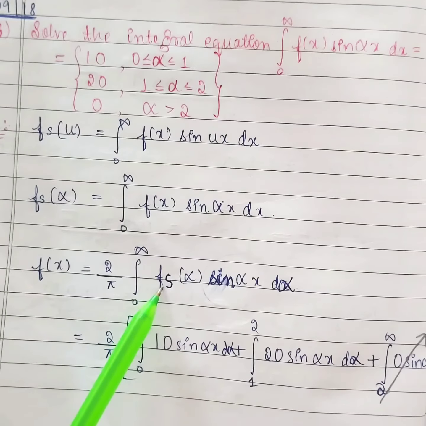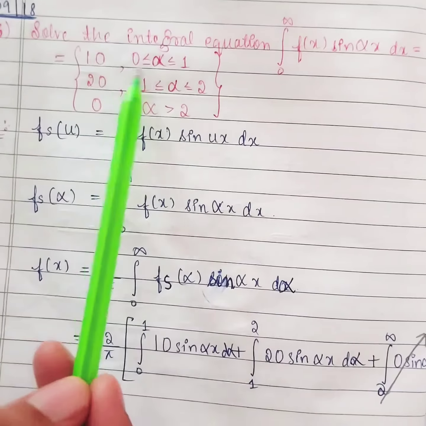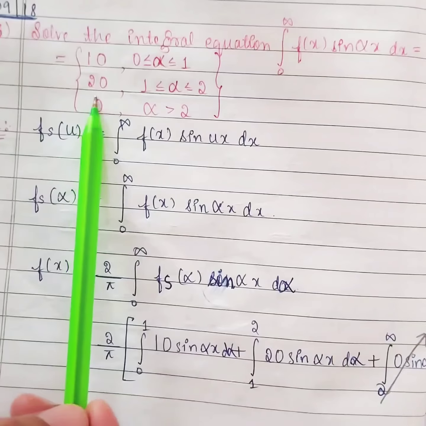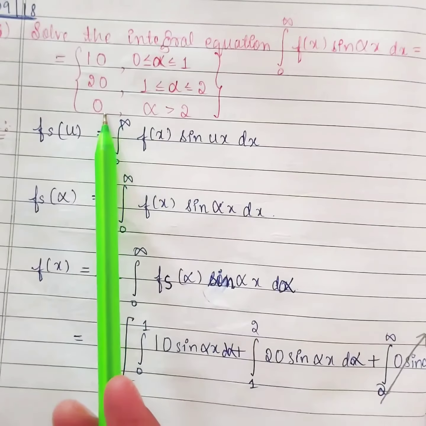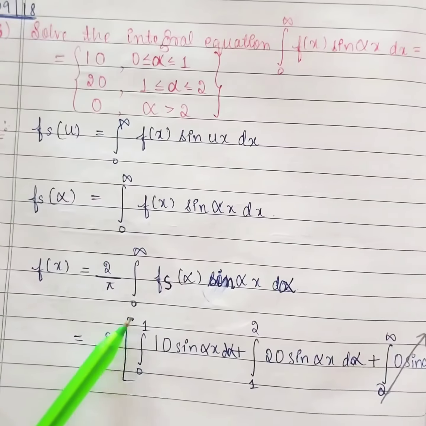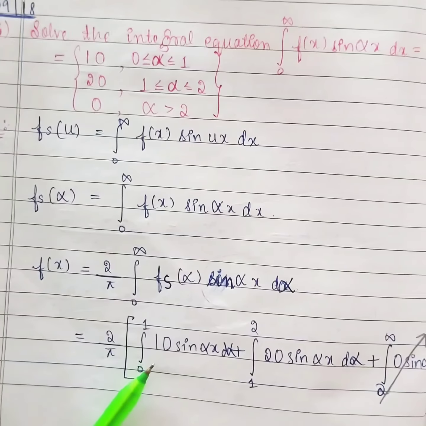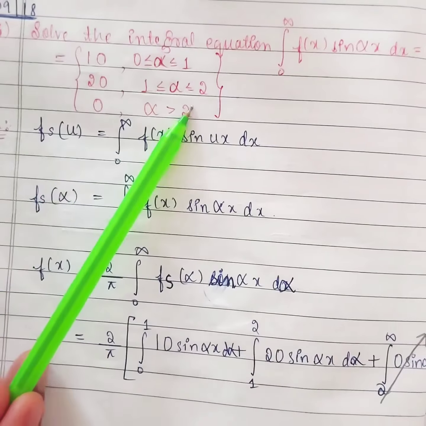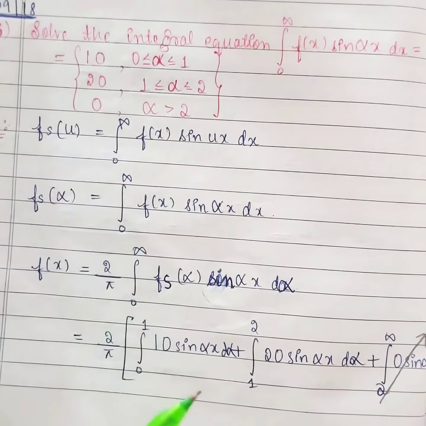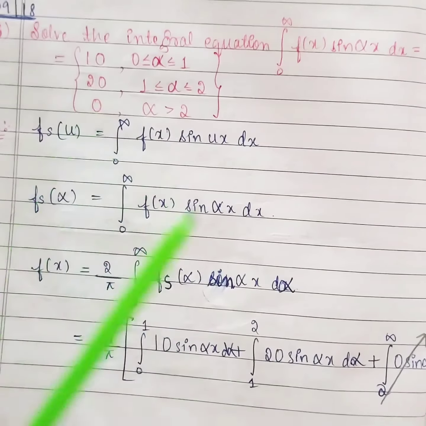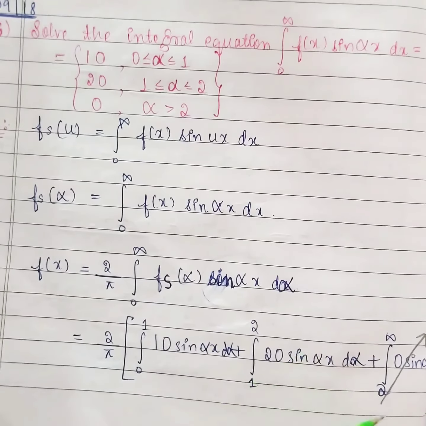Now what is the solution? The solution is: from 0 to 1, the answer is 10. From 1 to 2, my function is 20, and more than 2 it is 0. So for 0 to infinity, I am splitting it as 0 to 1, where I write my first function as 10. Then 1 to 2, I write my second function as 20. From 2 to infinity the answer is 0, so no need to write anything here. Just cancel this term and make it 0.